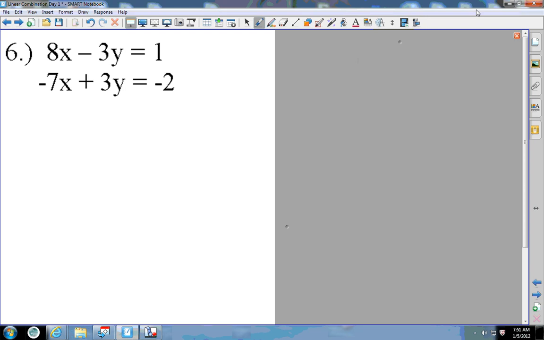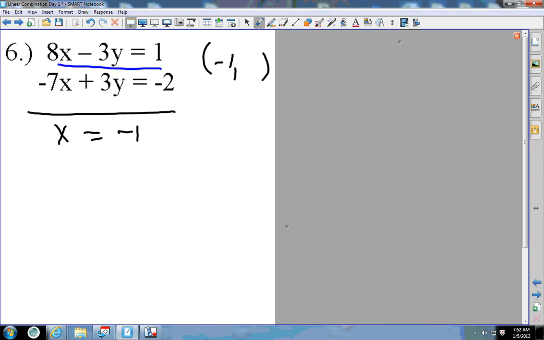Okay, so on this one, when we go to combine them, I have 8x minus 7x, which is 1x. What happens with my y's? They cancel out. And then I get 1 minus 2, which is negative 1. So my solution is negative 1, and then I have some y number. Okay, choose either one of these two equations. It doesn't matter. I'm going to choose this top one. It truly does not matter which one you use.